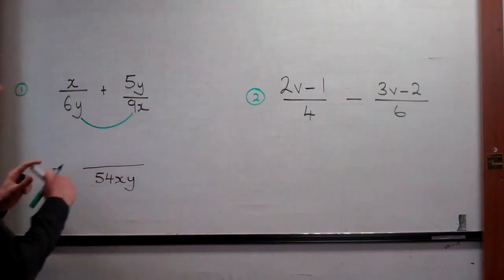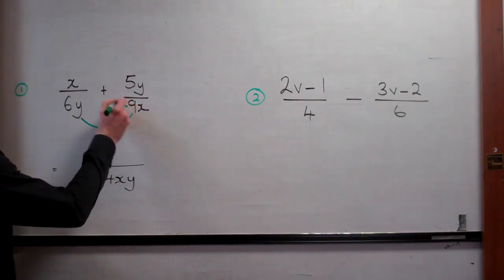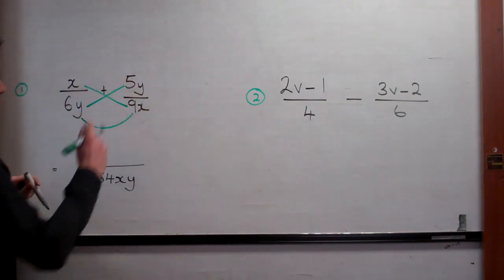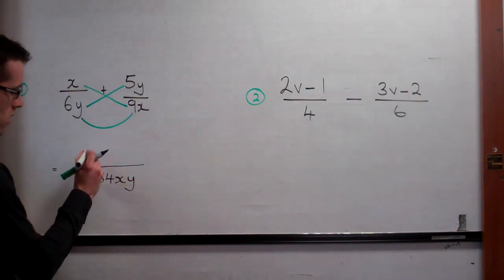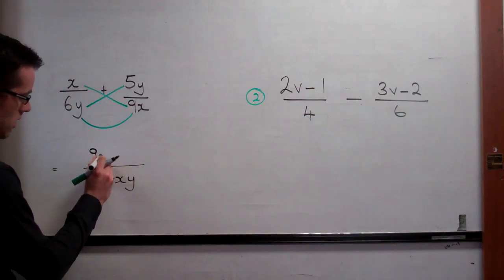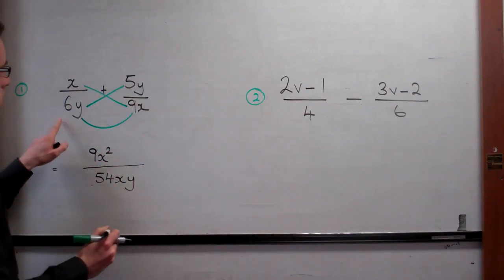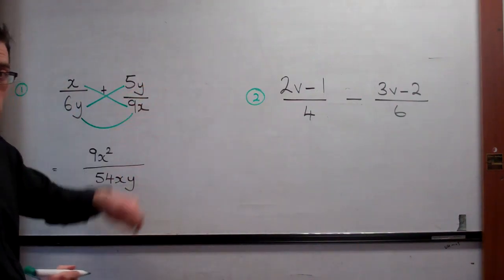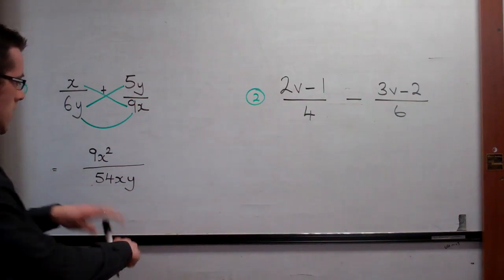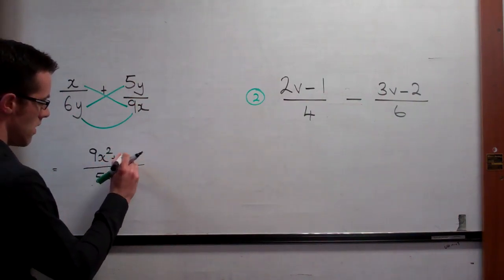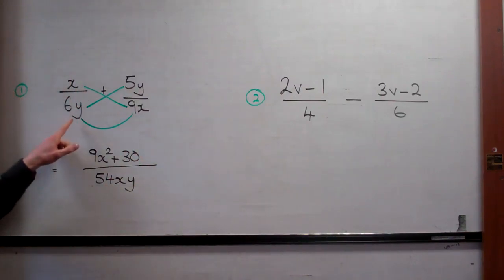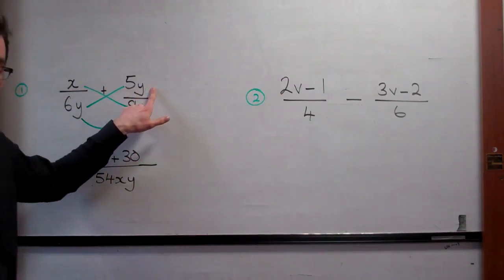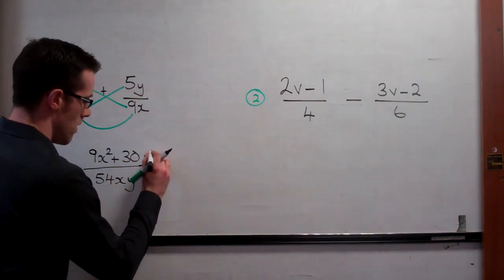Okay, and our kiss. So there we go. We're going to do 9x multiplied by x, which of course gives us 9x squared. And then 6y multiplied by 5y, so again we're looking to multiply the numbers together, which gives us 30, and then we multiply y by y, which gives us y squared.